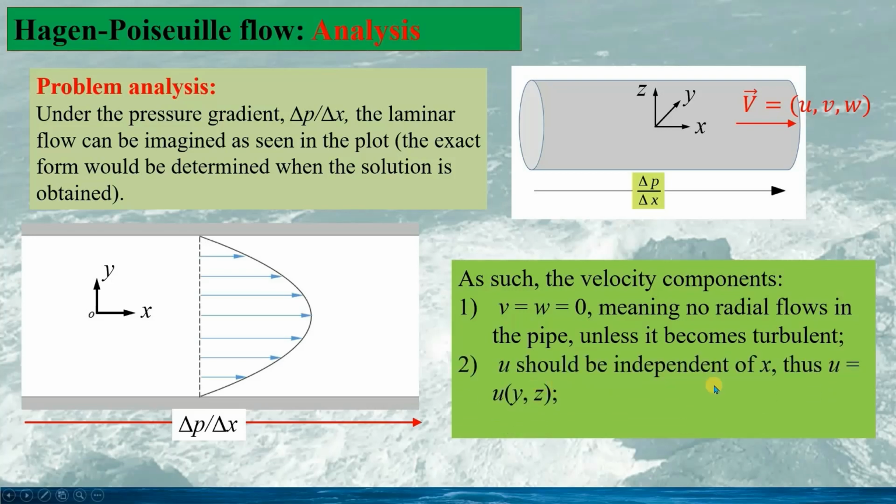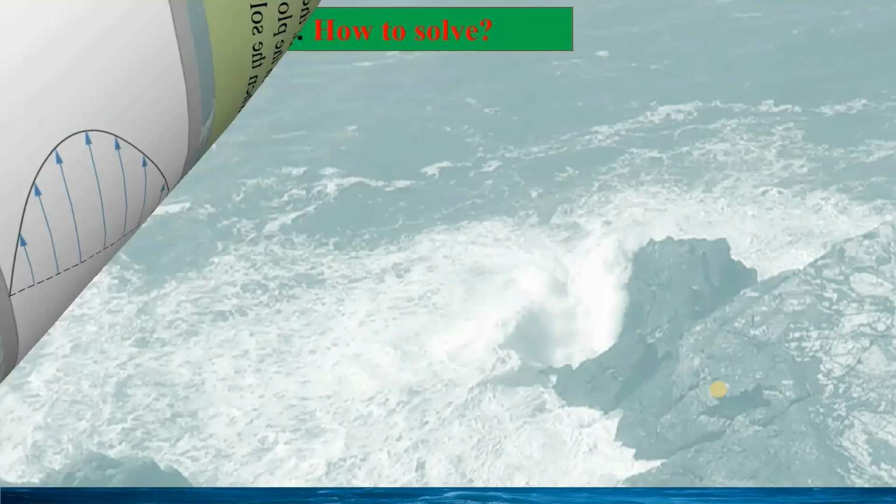The velocity component u should be independent of x, since here we consider a steady flow. Thus, the velocity component u would be a function of y and z. The flow is axisymmetric in the pipe.